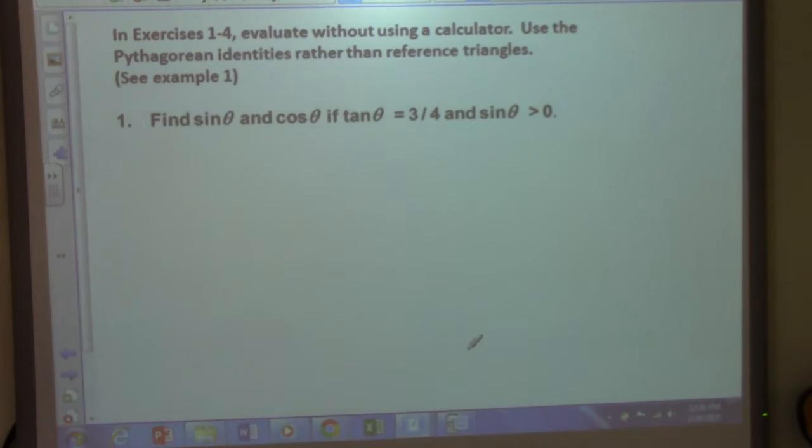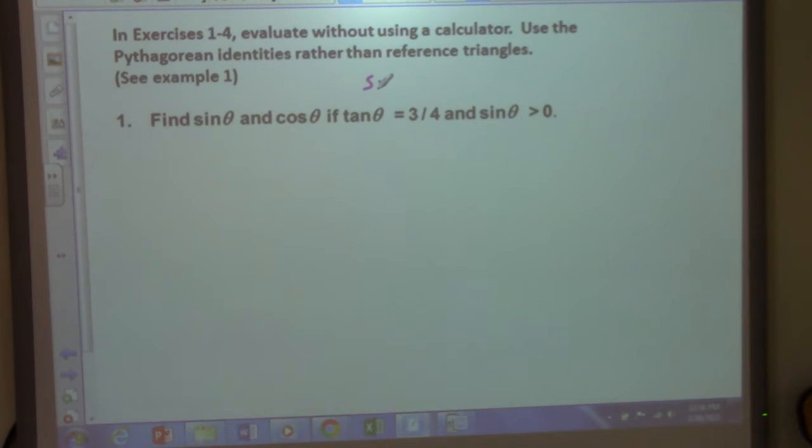Okay, so we're into using these trigonometric identities, Pythagorean identities today. And it says use the Pythagorean identities rather than reference triangles. Well, back in chapter 4, right toward the beginning of the semester, we would use reference triangles for something like this, where we would have, for example, tangent equals 3/4. We'd be able to work backwards and find all the sides and everything about the triangle, right? Well, here we're using the Pythagorean identities, and the main one we have here is this one.